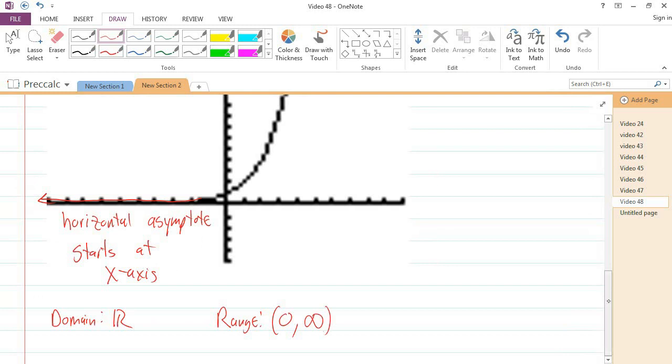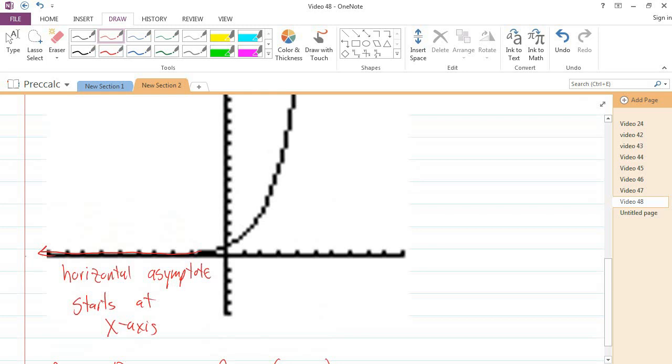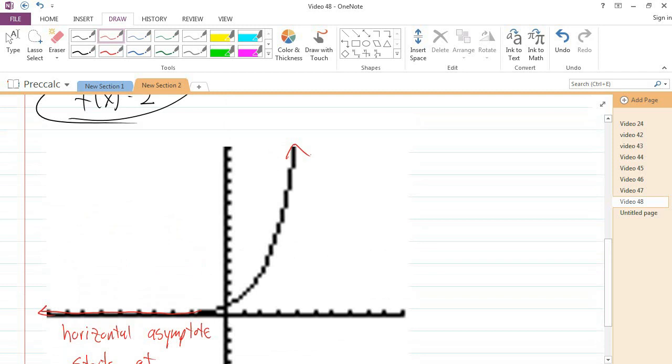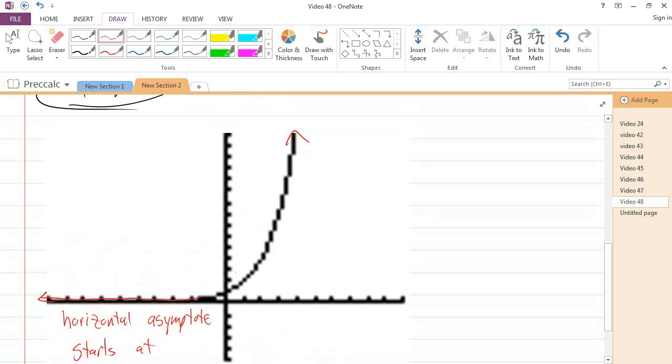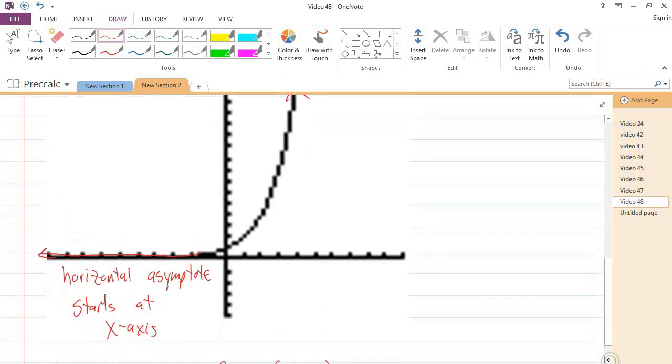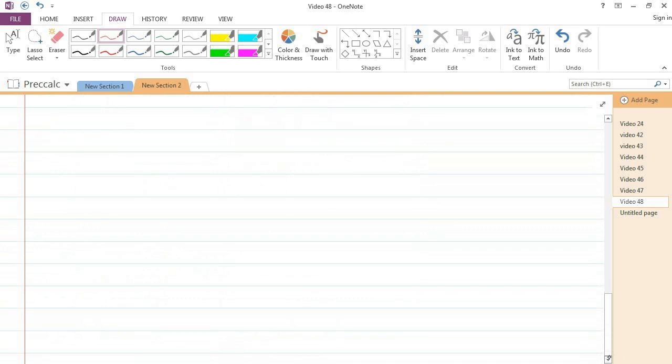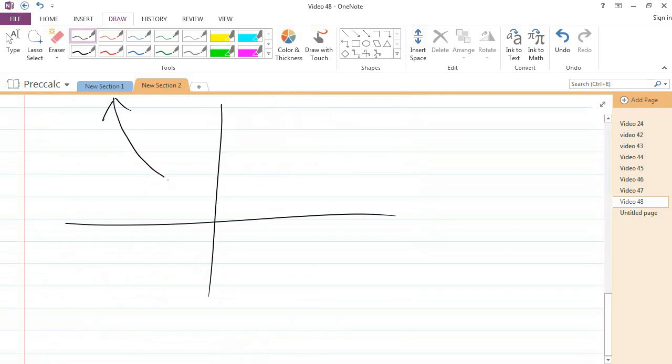Okay, so every exponential has a horizontal asymptote on one side, and then it shoots up on the other side. Okay? If the base is larger than 1, it looks like this. If the base is smaller than 1, it goes the other way. It goes like this. And we'll talk about why in a little bit.